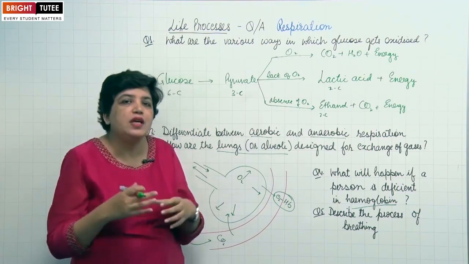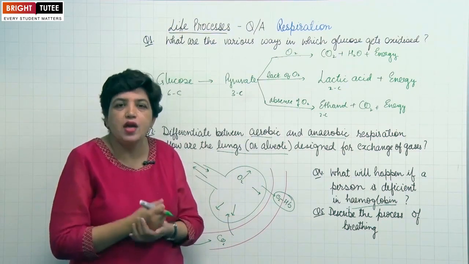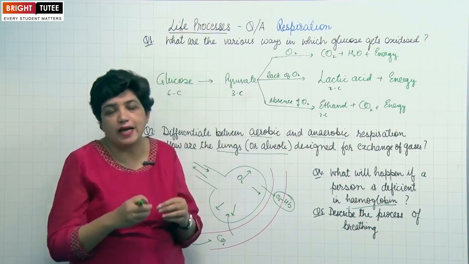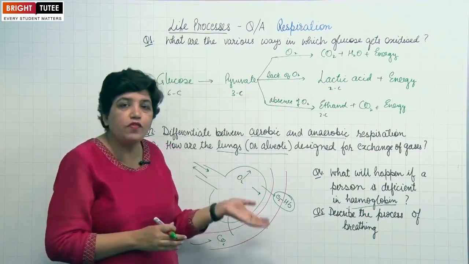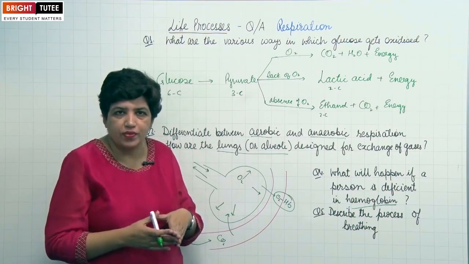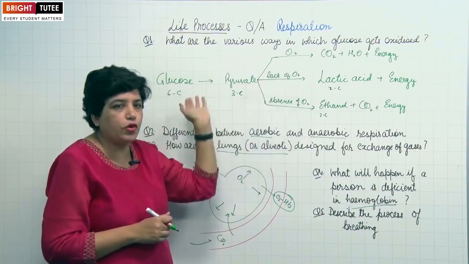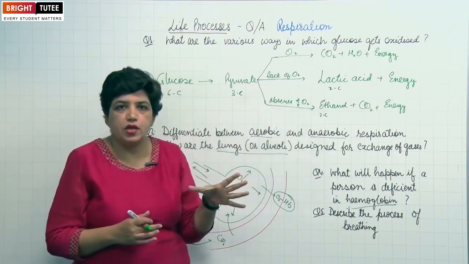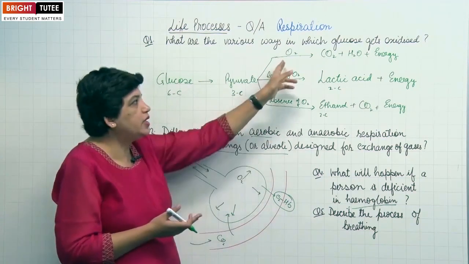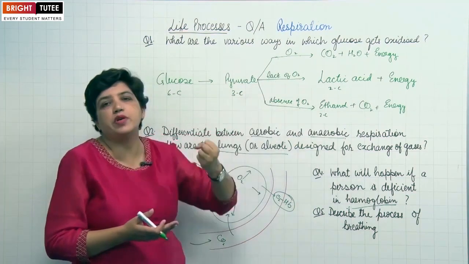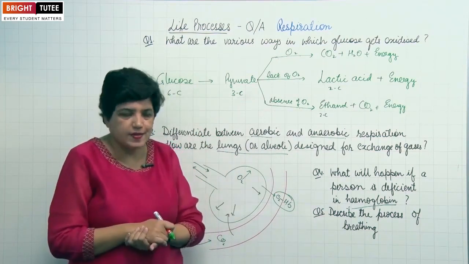So what will happen? Even after small exercise or a little bit of hard work, the person will feel tired, less energetic, lethargic because of lesser supply of oxygen. As I just told you, oxygen is required for breakdown of glucose to release energy. So if this oxygen is not supplied to the tissue, then energy will not be released and the person will feel tired and lethargic after even small exercise.